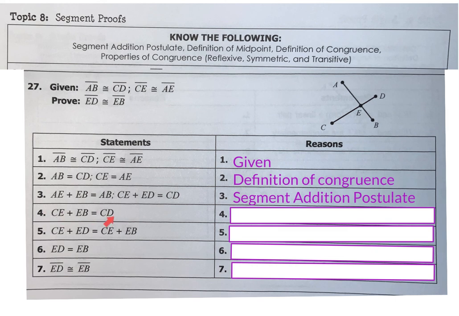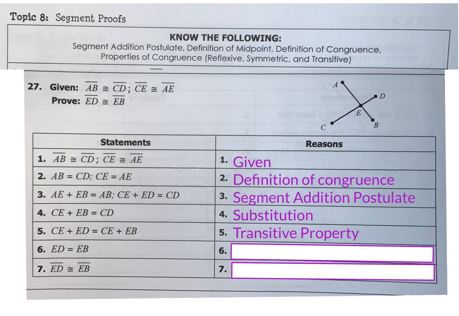All right? Now, for this next one, we have CE plus EB equals CD. All right, so what have they done here? What have they done in this particular equation? They've substituted. So they took out part of this and they replaced it with another. Substitution, all right? Now they have CE plus ED equals CE plus EB. Why can they do that? I would actually take 2 here because it's equality. Transitive or substitution. All right? Because it's equality, you could do transitive or substitution there.